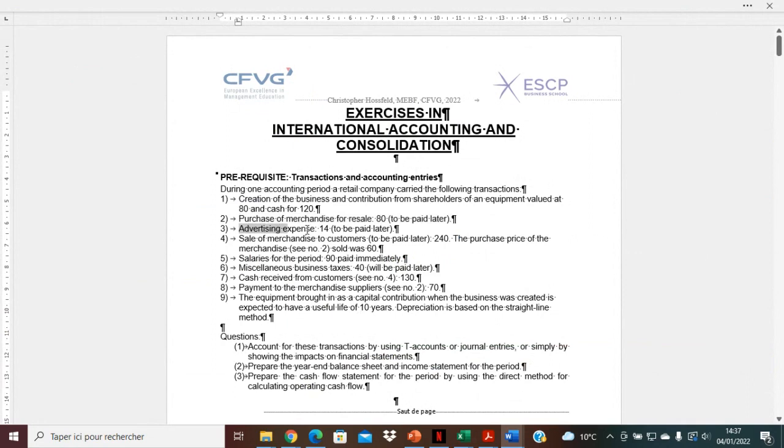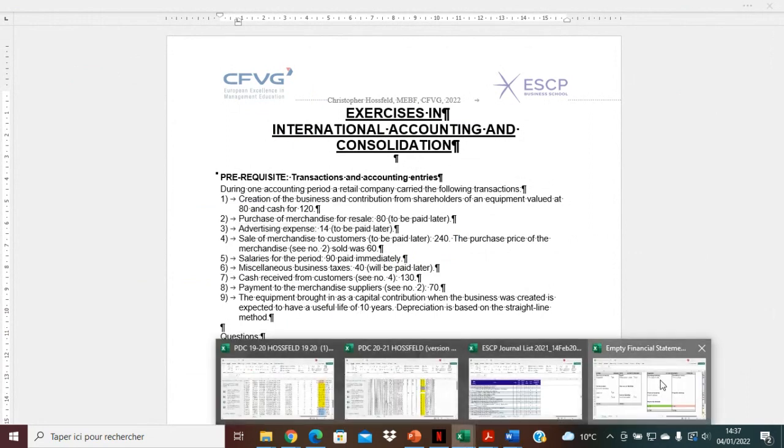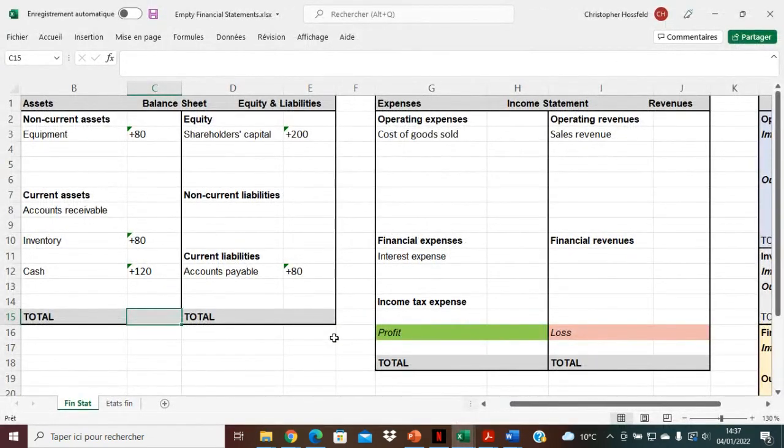The third transaction is advertising expense of 14 to be paid later. Okay, well, to be paid later means we don't pay immediately. That means here also, once again, my accounts payable increase by 14 because that's an additional amount I owe to my suppliers. And why? Because they provide me a service for advertising. So where do I put advertising in my balance sheet?